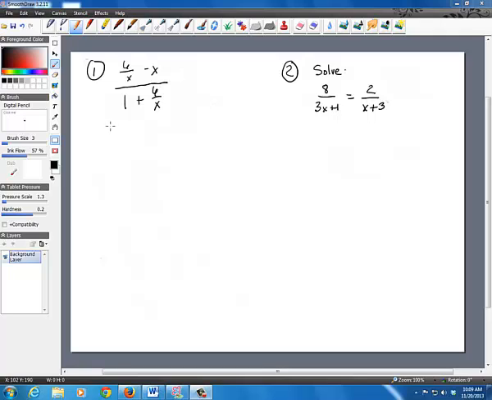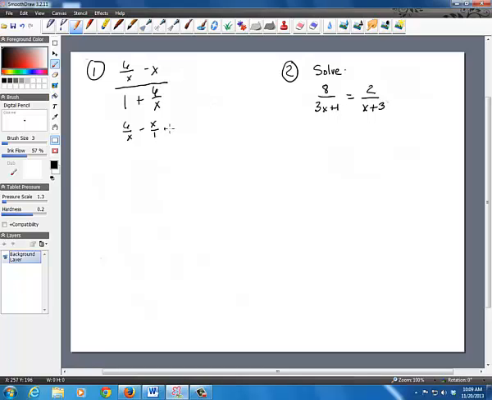This is worksheet number 4. And the first problem is listed here, and I need to work the numerator and the denominator to get just one fraction. I have things being added and subtracted, and I need to join them together into one fraction. So this is really 6 over x minus x over 1. And the common denominator between them is x.